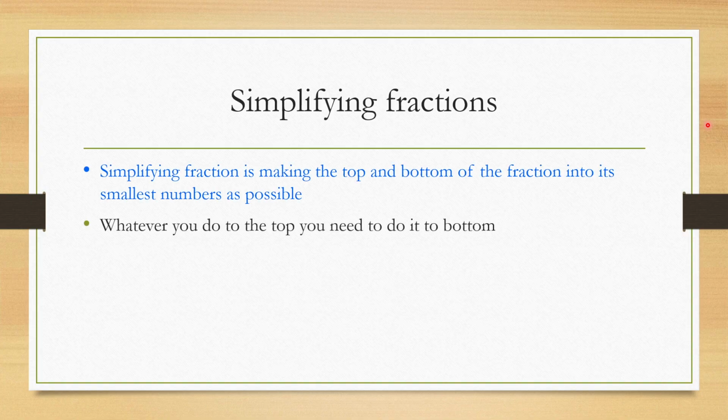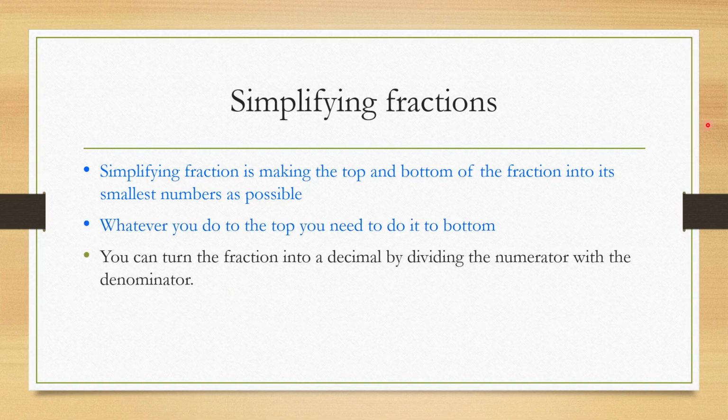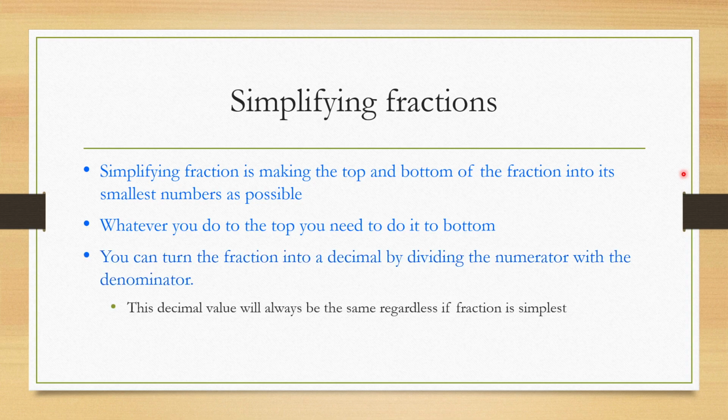Whatever you do to the top, you need to do to the bottom. This is a very important rule. You must always remember this when dealing with fractions. You can turn the fraction into a decimal by dividing the top number by the bottom number, in other words, dividing the numerator by the denominator. This decimal value is always the same regardless of whether the fraction is in its simplest form.